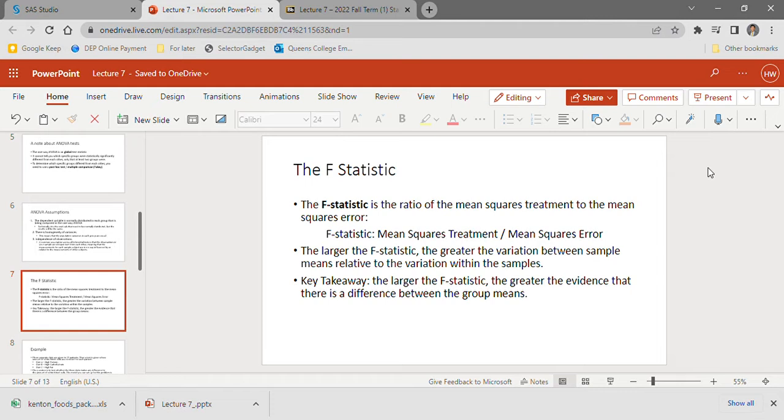So the key takeaway is the larger the F statistic, the greater the evidence that there is a difference between group means. So that's really the main point that you want to think through here. The larger the F statistic, the greater the evidence that there are differences between the groups.